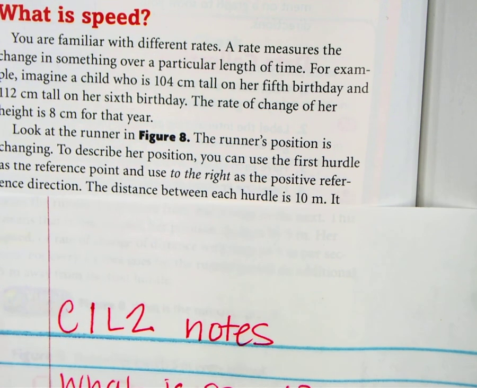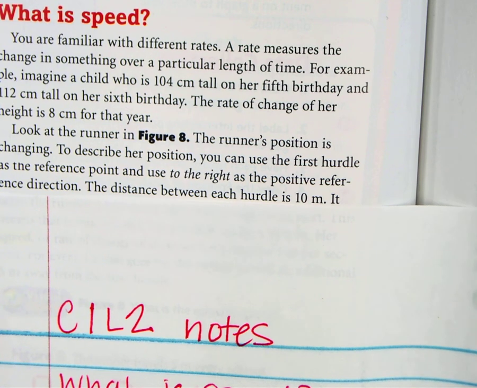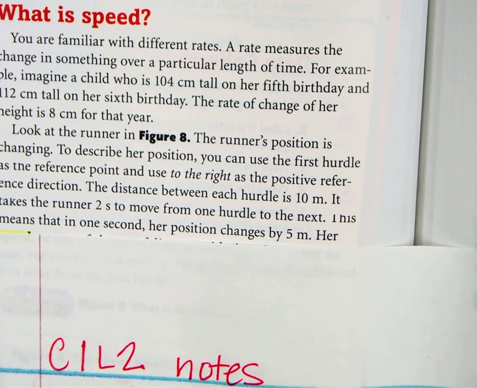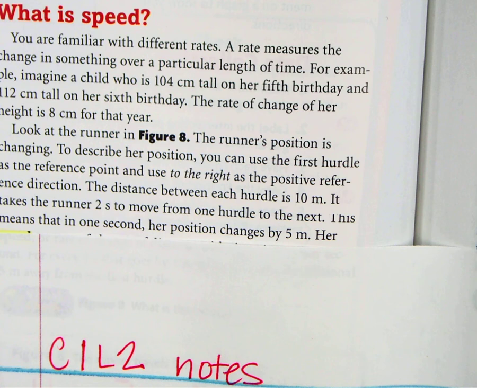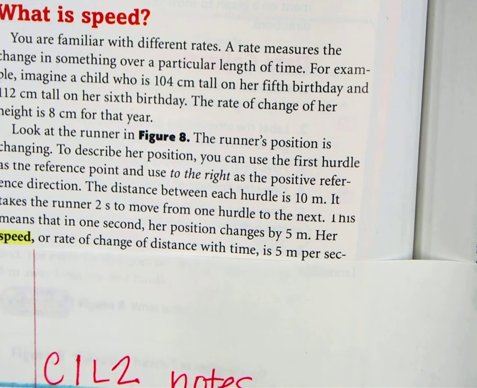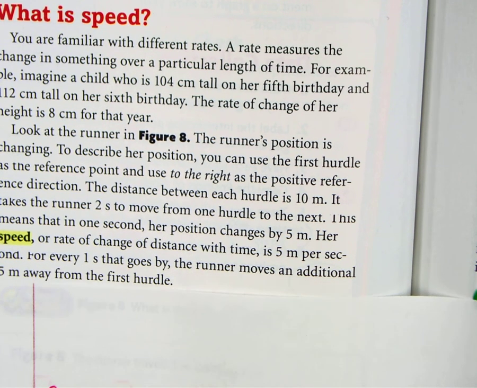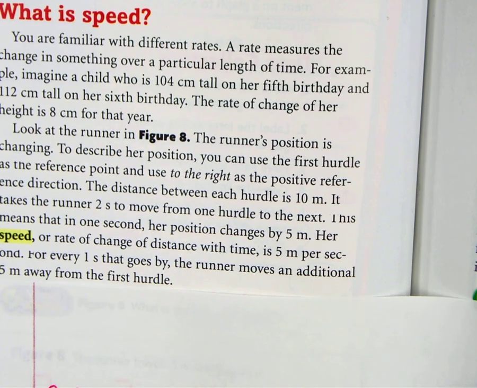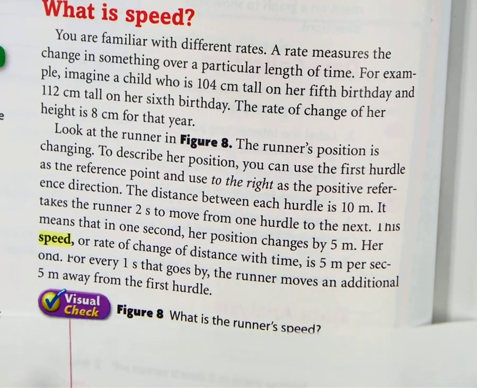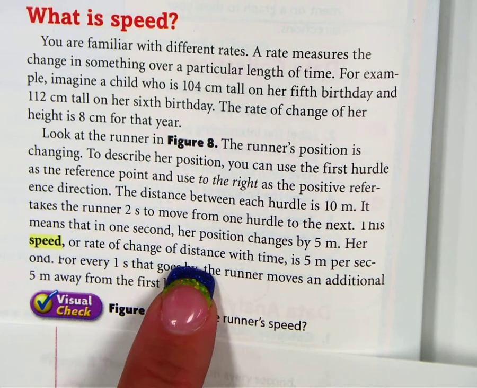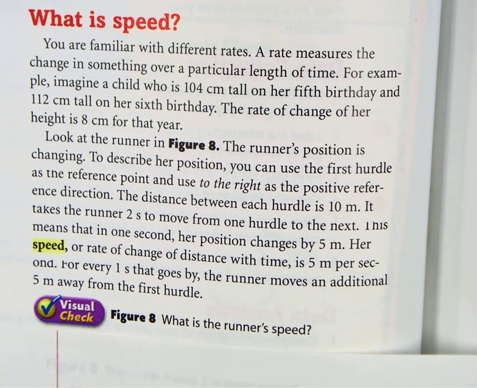Look at the runner in figure 8. The runner's position is changing. To describe her position, you can use the first hurdle as the reference point and use the to the right as the reference direction. The distance between each hurdle is 10 meters. It takes the runner 2 seconds to move from one hurdle to the next. This means that in 1 second, her position changes by 5 meters. Her speed, or rate of change with time, is 5 meters per second. For every 1 second that goes by, the runner moves an additional 5 meters away from the hurdle.